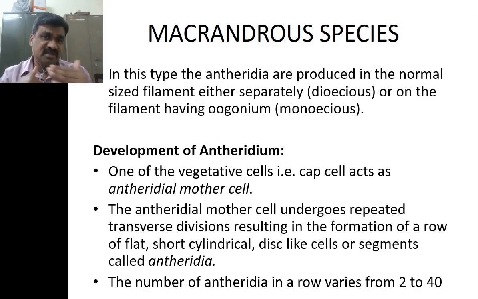The number of antheridial cells ranges from species to species. First, what happens? One of the cap cells acts as the antheridial mother cell. The protoplast of the antheridial mother cell undergoes division. The repeated division results in the formation of short disc-shaped cells, and these disc-shaped cells, what we call antheridial cells. The number of antheridial cells varies from 2 to 40.